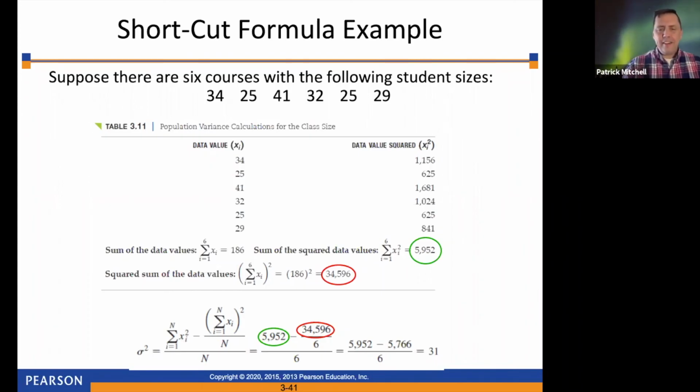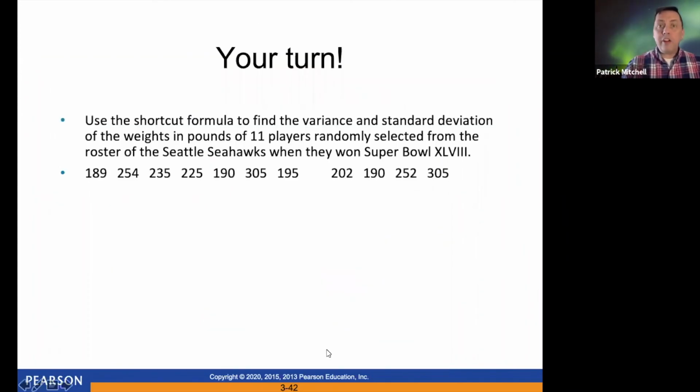All right, so now I would like you to try using the shortcut formula, which I bet you will like better. Use the shortcut formula to find the variance and standard deviation. We already found the range, and that has nothing to do with this formula. Find the variance and standard deviation of the weights in pounds of 11 players randomly selected from the Seattle Seahawks. So there are those same numbers again. I'll ask you to pause the video and try that, and then we'll come back and compare notes.